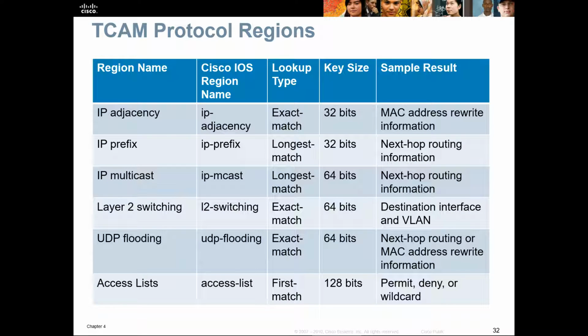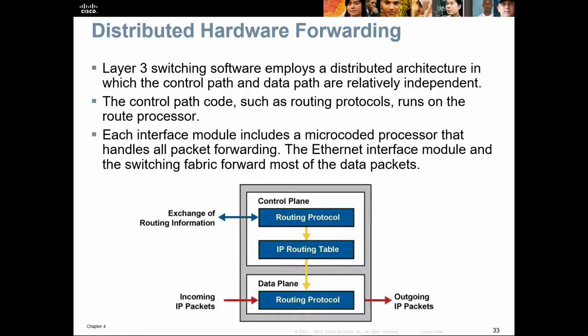CAM or TCAM protocol regions are region names: IP adjacency, prefixes, multicast, layer 2 switching, UDP flooding, and access lists. Here we have the IOS region names, the lookup types, the key size, sample results. All this lovely, hard, in-depth information that will probably never be used. All good stuff though. Distributed hardware forwarding.